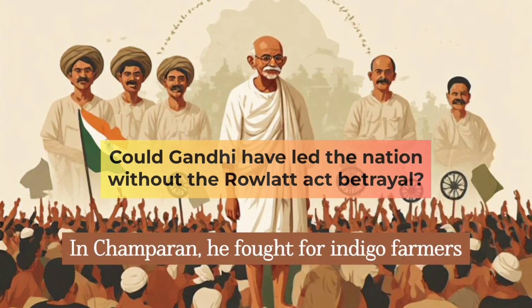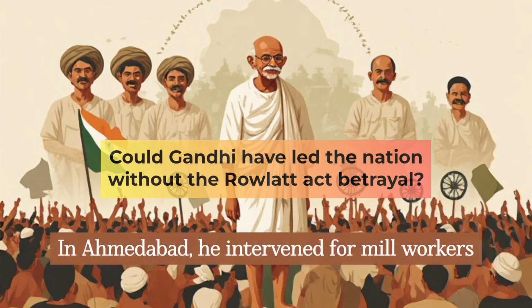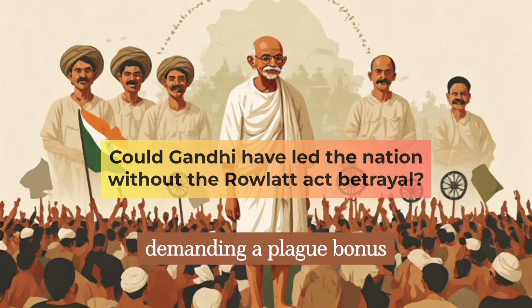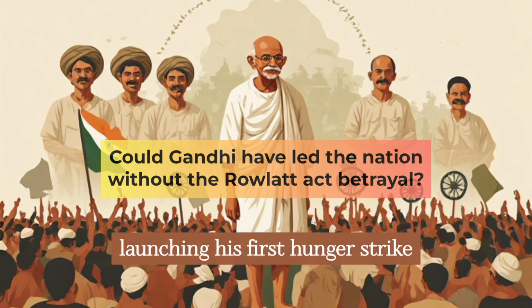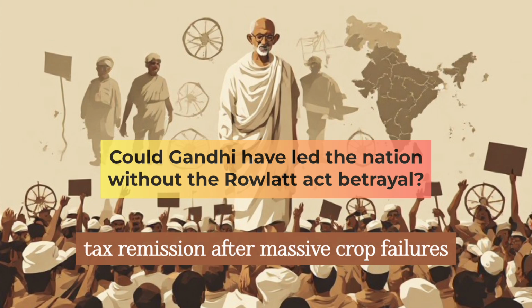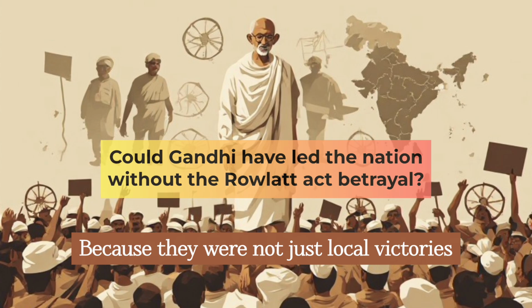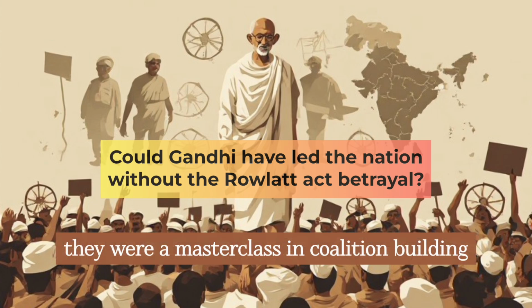In Champaran, he fought for indigo farmers crushed by the Tinkatiya system. In Ahmedabad, he intervened for mill workers demanding a plague bonus, launching his first hunger strike. In Kheda, he stood with peasants demanding tax remission after massive crop failures. Why do these matter? Because they were not just local victories, they were a masterclass in coalition building.